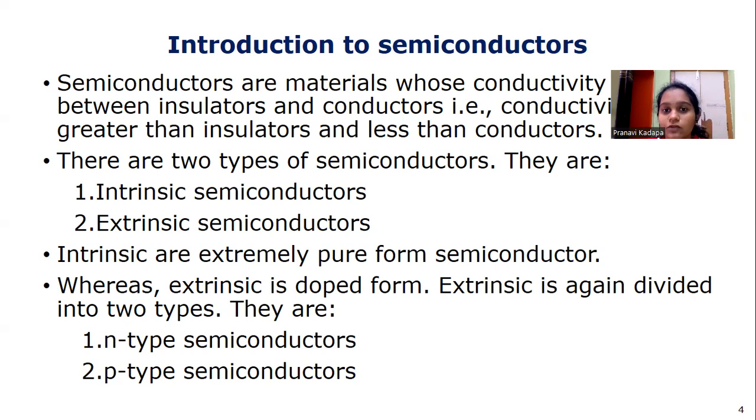There are two types of semiconductors, intrinsic and extrinsic. Intrinsic semiconductors are pure semiconductors, and extrinsic semiconductors are doped along with the pure semiconductors. When we dope the pure semiconductors, we get two types of semiconductors, N-type and P-type. In N-type the majority carriers are electrons, and in P-type the majority carriers are holes. We'll see what those are.